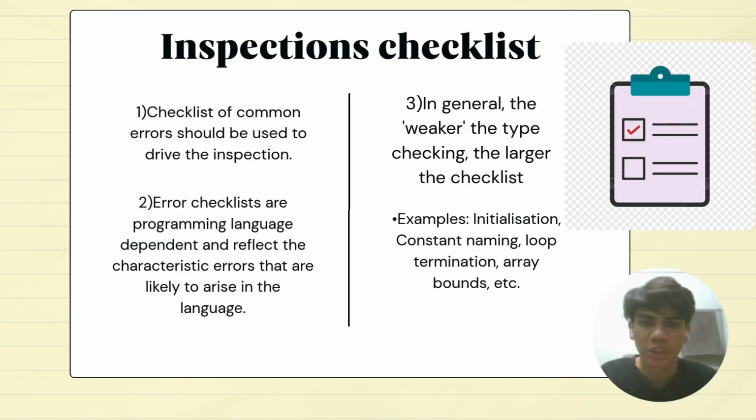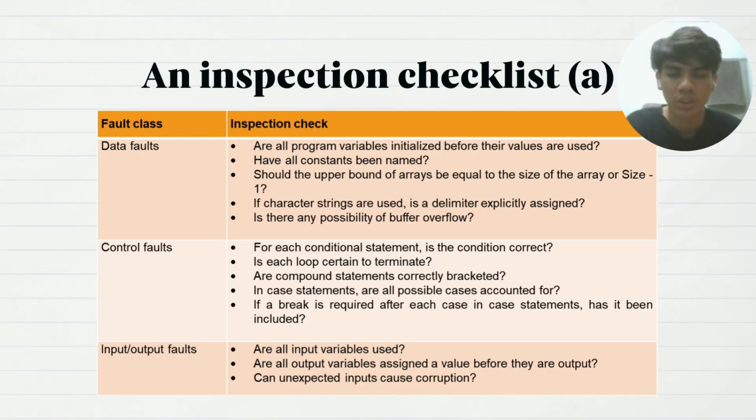So what is the inspections checklist? First, a checklist of common errors should be used to drive the inspection. Error checklists are programming language dependent and reflect the characteristic errors that are likely to arise in the language. In general, the weaker the type checking, the larger the checklist. Examples are initialization, constant naming, loop termination, and array bounds. So this is an example of an inspection checklist.